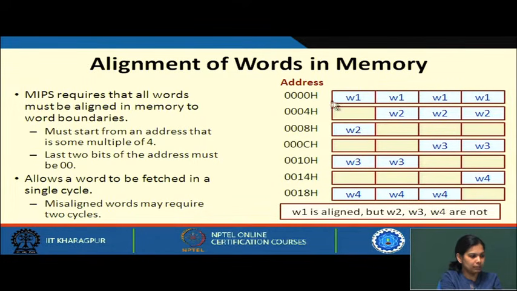Now, here the first word is aligned, but see the next word, it is not aligned because it is not starting with this address, it is starting with the 5th one. Similarly, word 3 and word 4 both are not aligned, only the first word W1 is aligned.